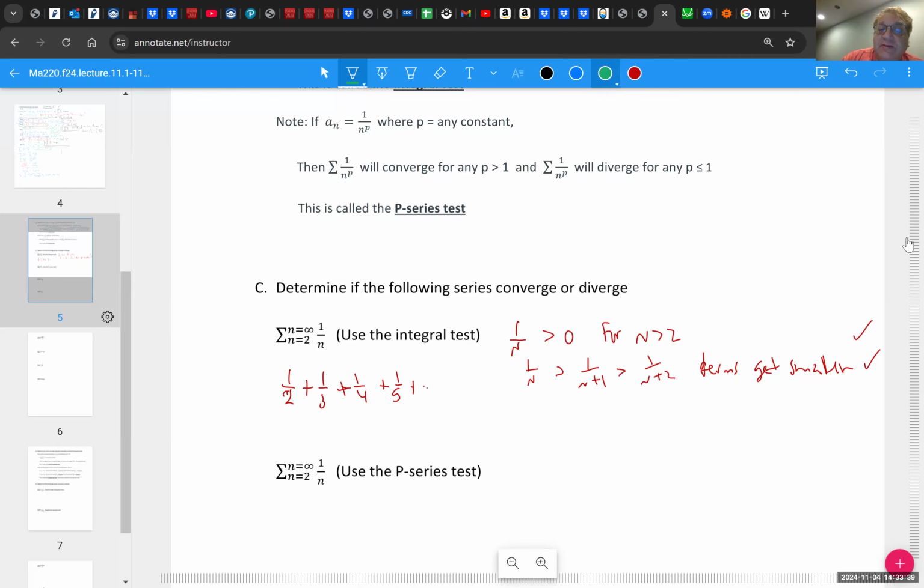So what does the integral test say? We're supposed to use the integral test. So instead of doing the sum, we do the integral of 1 over n dn, from n equals 2 to n equals infinity.